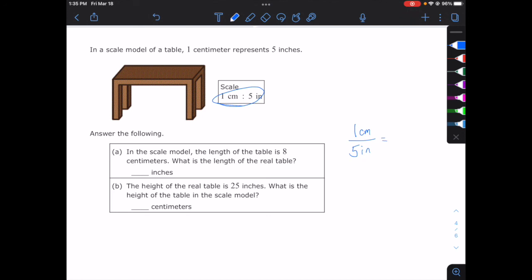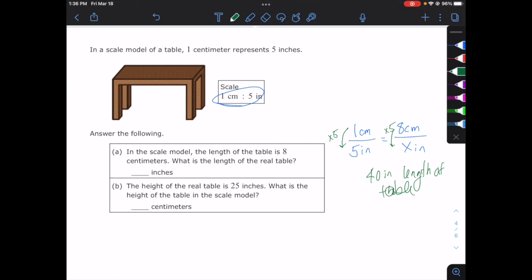Okay, but now we have, in the model, it's 8 centimeters. So that's going to stay up top because that's our centimeters on top. And so we're looking for X amount of inches on the bottom. Okay, pretty nice and easy proportion for us. To go from the numerator to the denominator, we multiply by 5, so we're going to do the same thing here. And so 5 times 8 is 40 inches. So the table is 40 inches in length, 40-inch length of table.